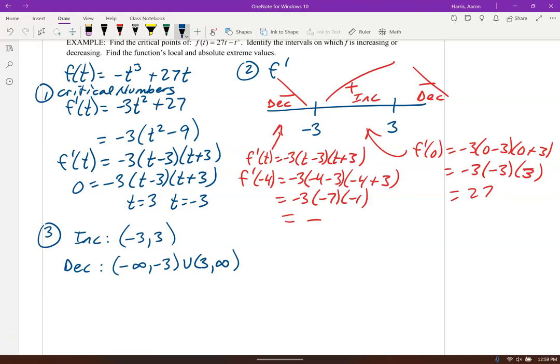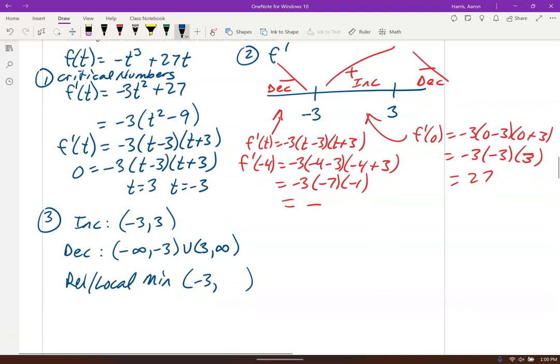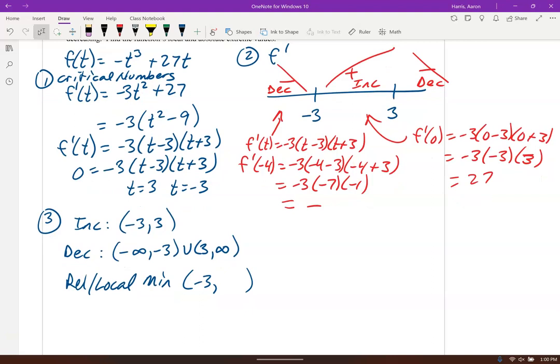All right, how about where are our relative, or local, and absolute extrema? We'll address both of those. So we have a potential local extremum here. If I decrease and then increase at negative 3, that would be a local or relative min at that negative 3 value. And then I would have a relative or local max.